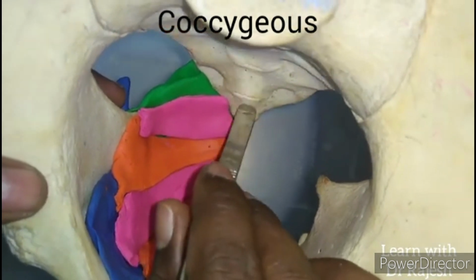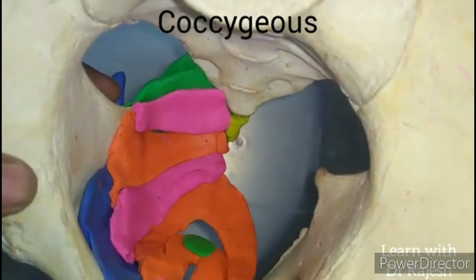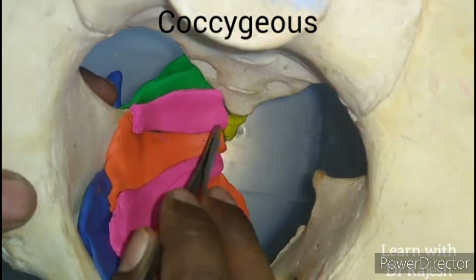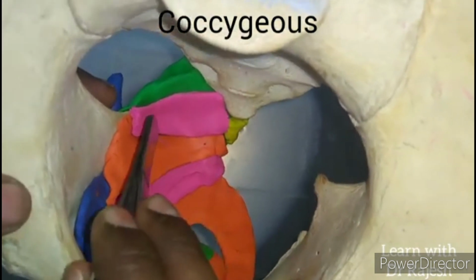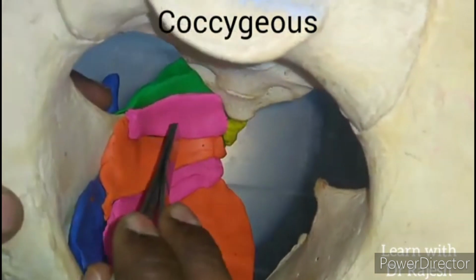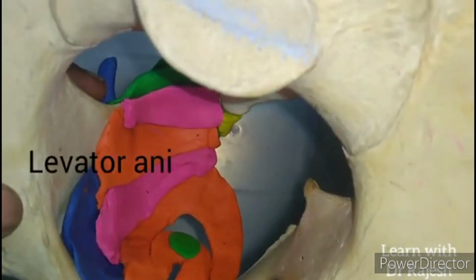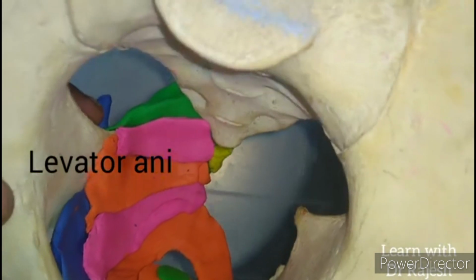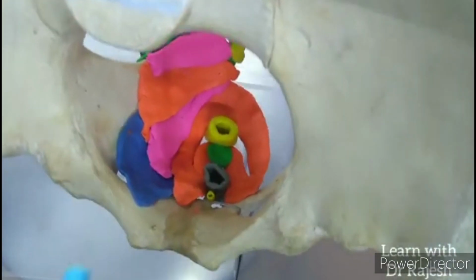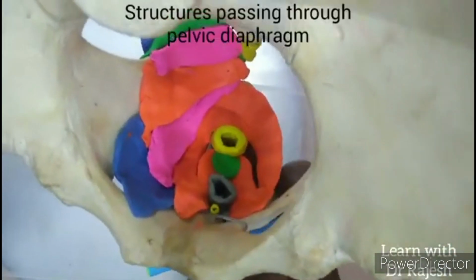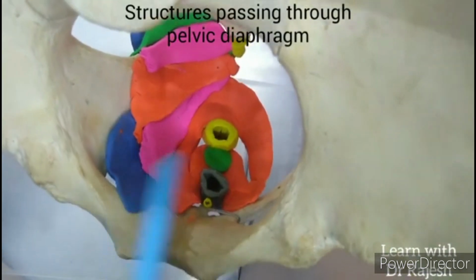That too you can see how they are being attached, right? Completely attaching and adhering with the set of muscles, the levator ani muscles, right? Coccygeus too. So like this, you can see all the structures which are passing through the pelvic diaphragm.